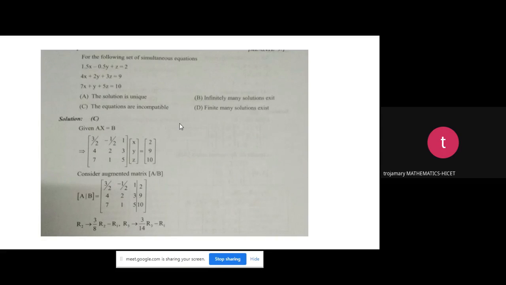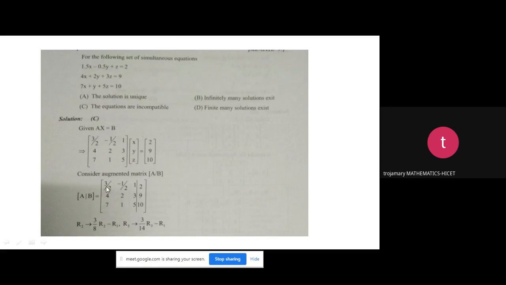So first, you consider the augmented matrix A by B. Then this is our A by B. A is this: 1.5 can be written as 3 by 2, and minus 0.5 can be written as minus 1 by 2, 1, 4, 2, 3, 7, 1, 5, 2, 9, 10. Now the augmented matrix is A by B.